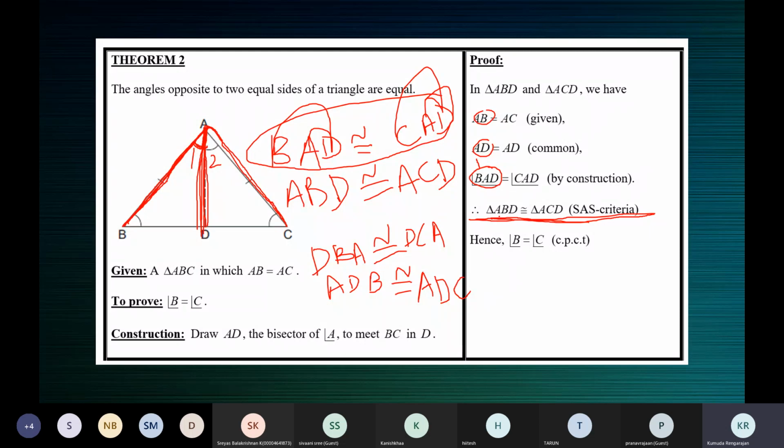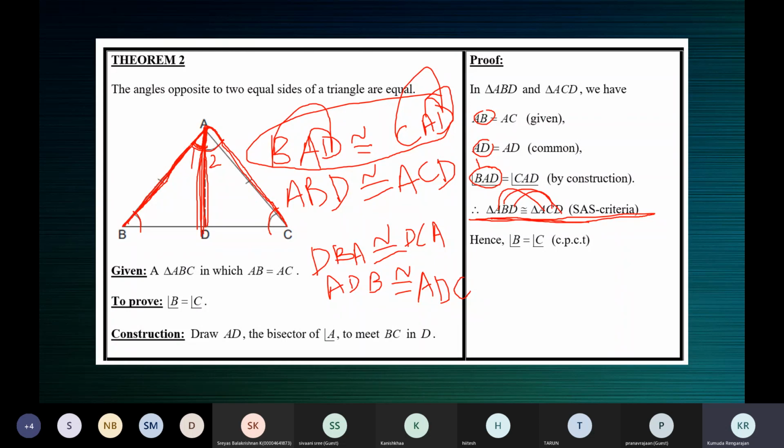Now if you go with this, it means vertex A goes with vertex A. That means angle 1 is equal to angle 2. Then vertex B goes with vertex C. So angle B of the first triangle is equal to angle C of the second triangle. That's what we had to prove. Angle B is equal to angle C, CPCTC. Then it also means that angle D is equal to angle D.